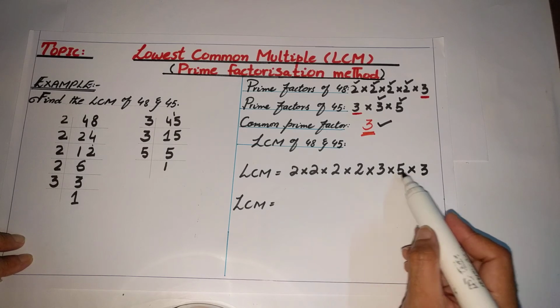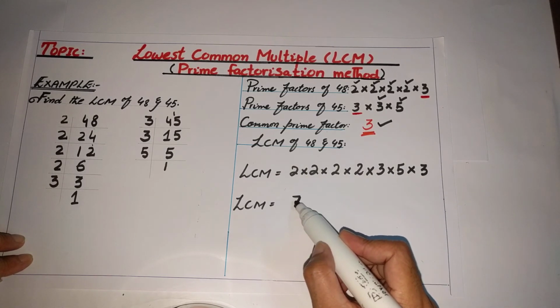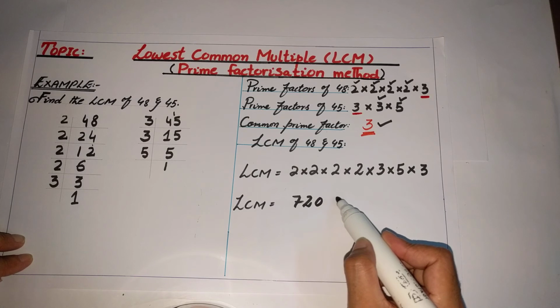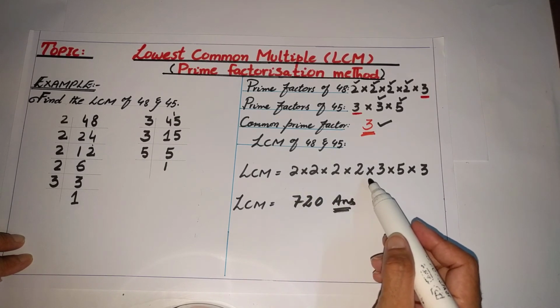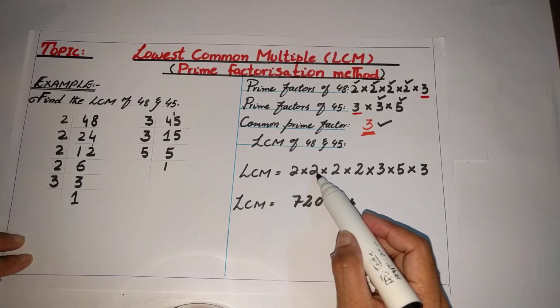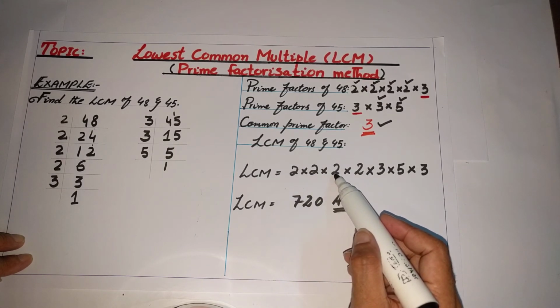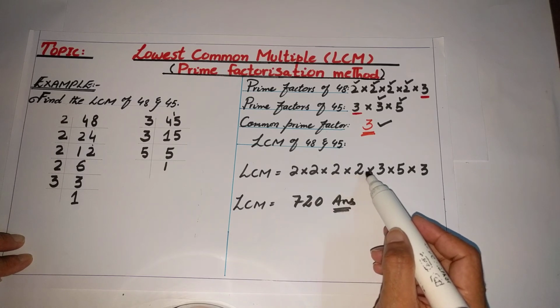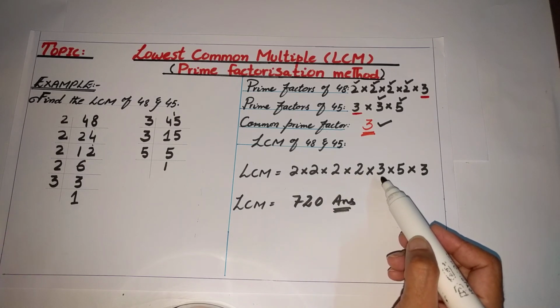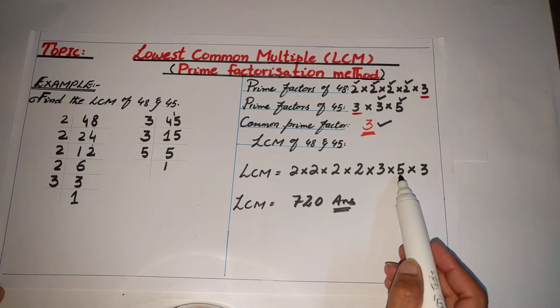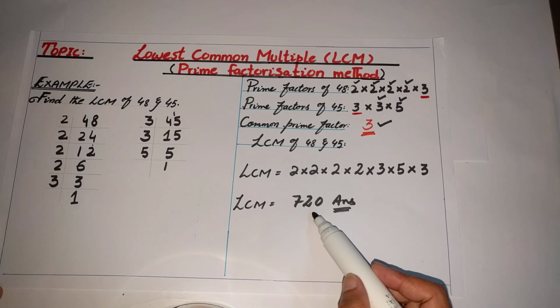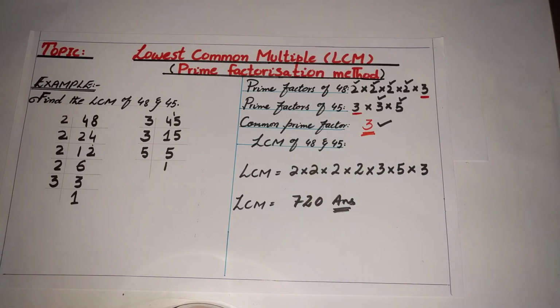Now we will find the product of all these numbers. The product of all these numbers is equal to 720. You can find the product by yourself, okay, in the rough column. 2 twos are 4, 4 twos are 8, 8 twos are 16, 16 threes are 48, 48 fives are 240 and 240 threes are 720. So 720 is the LCM of 48 and 45 by prime factorization method.